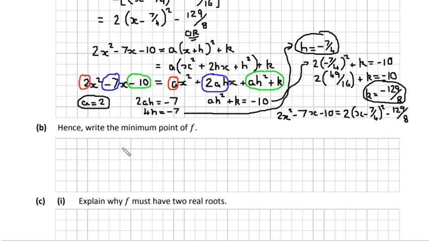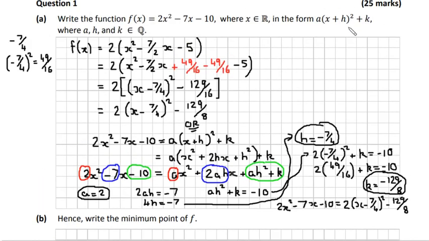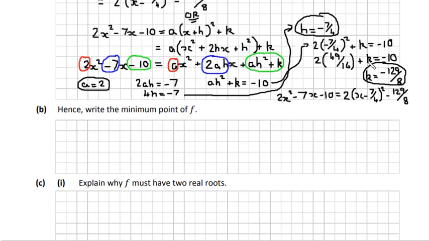Okay, so part B then, it says, hence write down the minimum point of f. So, if you have a function in completed square form like this form here, the minimum or the maximum point of it will be minus h, k. So let's actually write that in, even though you wouldn't really have to write it in the exam. All it's asking for here is the minimum point itself, but I'll just write this in anyway.